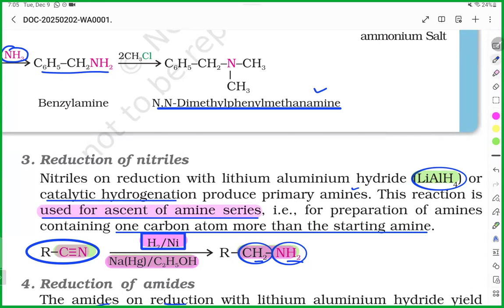Example, if you have CH3Cl, and you want to make CH3CH2CH2NH2, how will you make it?